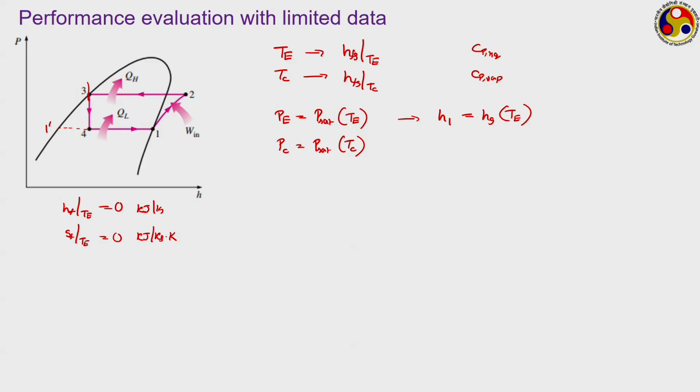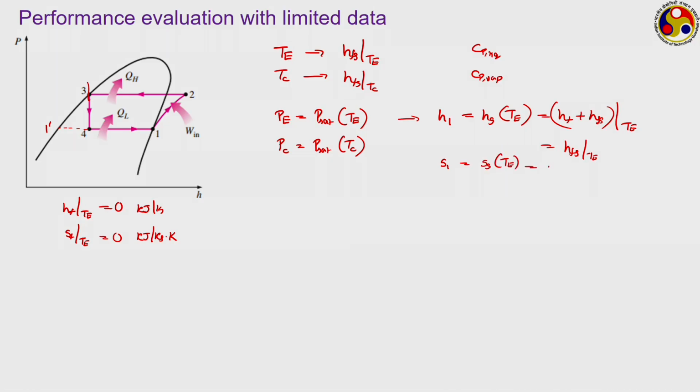Any choice of reference will not hamper your calculation, because we are ultimately dealing with the changes in enthalpy and entropy. So, what will be your H1 then? H1 is Hf plus Hfg, all at this Te level, and as we have set Hf to be equal to 0, this will be equal to Hfg corresponding to Te, and similarly S1, which should be equal to Sg corresponding to Te.